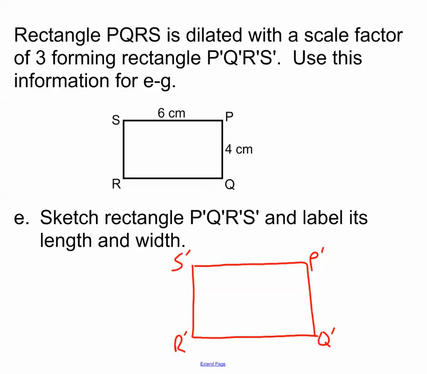Notice they all stayed in the same place. And if we're going to dilate it by a scale factor of 3, then we multiply all the dimensions by 3. 6 times 3 is 18. 4 times 3 is 12. So the new dimensions are 18 centimeters by 12 centimeters. It's obviously not drawn to scale, but the dimensions are listed to scale. So this side should be 3 times longer than SP. S prime, P prime should be 3 times longer than SP.